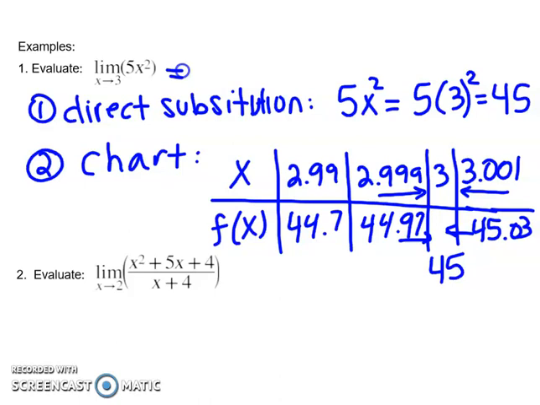So that's the second way to solve. And the third way to solve is to graph it and see when I have 3 on my graph for my x value, what y value do I end up with? And if you graph this as a parabola, you'll see that you'll get the point (3, 45). So, like I said, if direct substitution doesn't work, that's when the chart or the graph would come into play. However, if direct substitution works, go ahead and do that. And you don't have to show all 3, just one to help you find the answer.